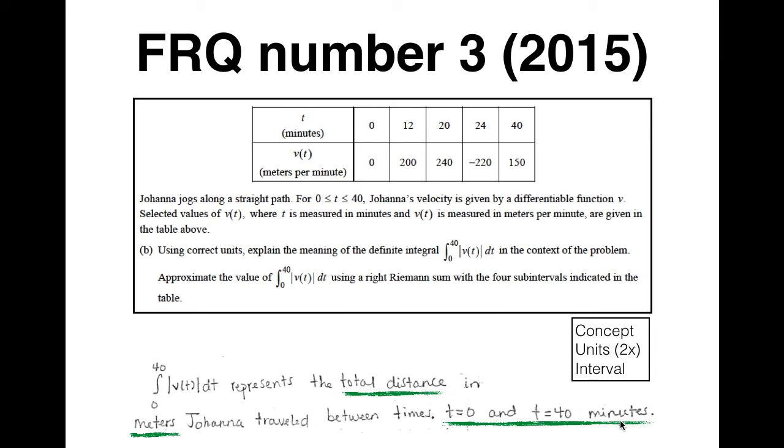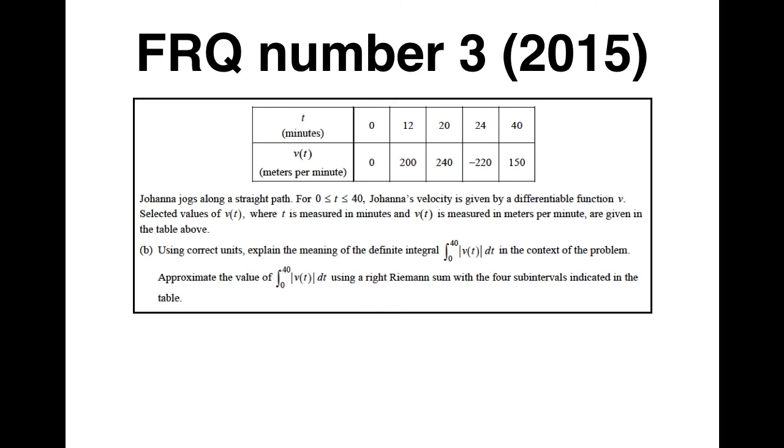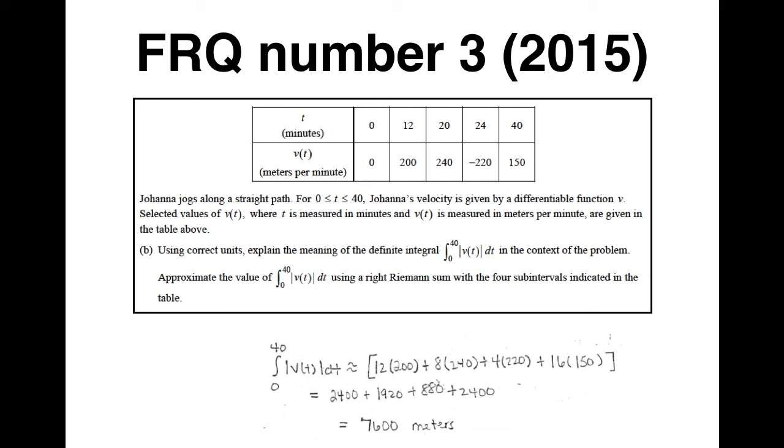It's in minutes. And number 3, the interval from t equals 0 to t equals 40, or between t equals 0 and t equals 40. The student did all that, so they earned 1 point. Let's have a look at the second part of this question.